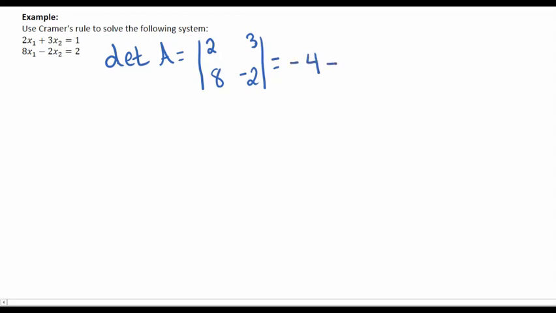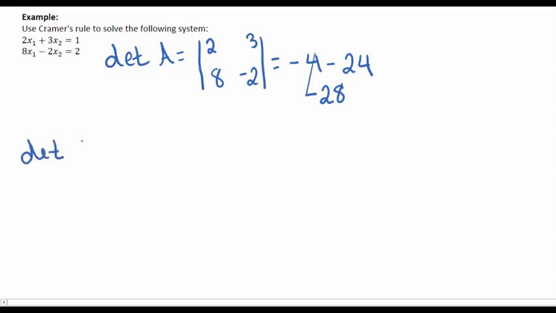So for example, we'll use Cramer's rule to solve this system. Since we have 2 equations and 2 variables, we're going to have 3 determinants. So the first of these is the determinant of A, which is just the coefficients, 2, 3, 8, minus 2. So when we calculate this, 2 times negative 2 is negative 4, minus 8 times 3, which is 24. So I have minus 28. So that's the first of 3.